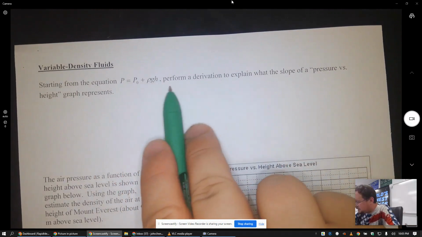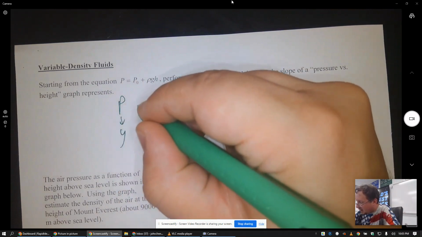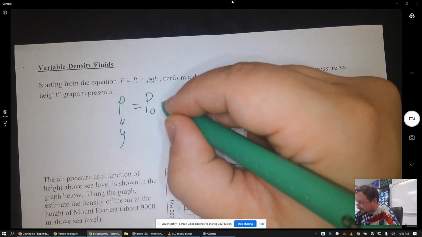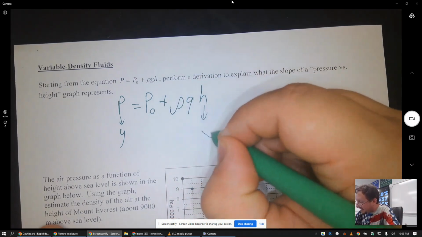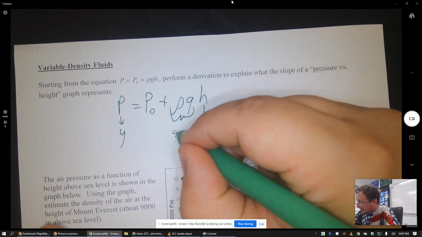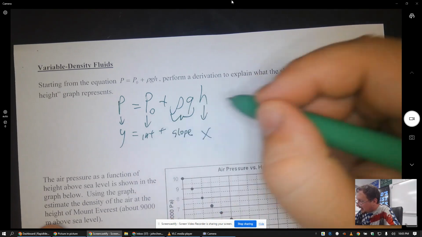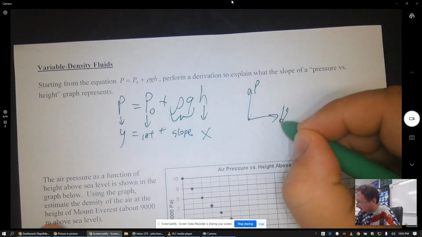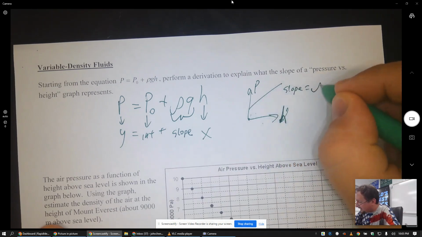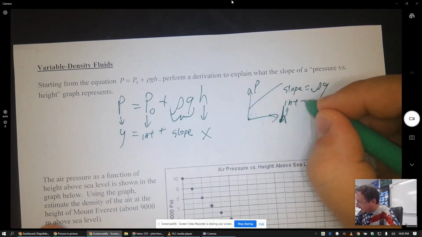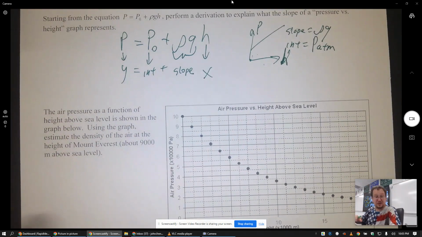Starting with this equation, perform a derivation to explain what the slope of pressure versus height represents. Okay, so if pressure is the Y and P naught is the atmosphere, I call it P atm. I think the AP Physics formula chart calls it P naught. Then if this is X, then everything that multiplies by X must be slope, and this must be the intercept right here. So if you have pressure versus depth, h is depth, then the slope is density times gravity, and the intercept is basically the atmosphere, the pressure at zero depth, right?